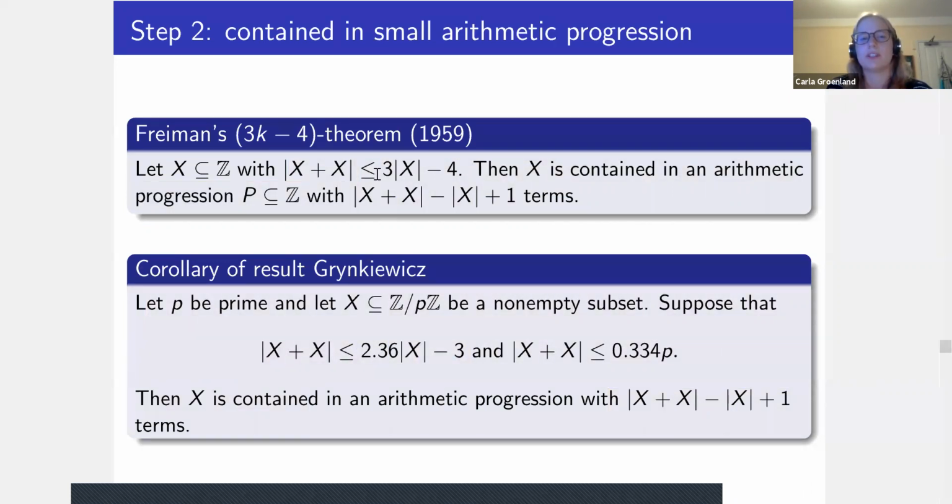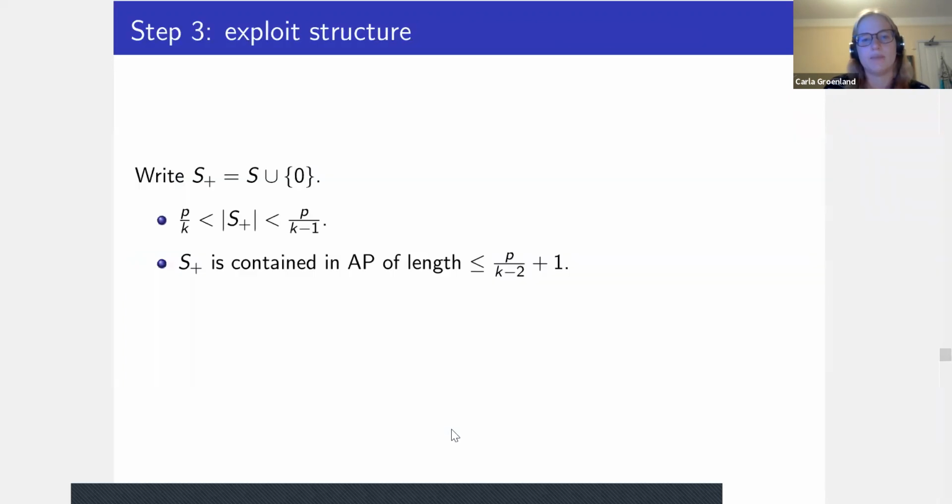Like this 2 is smaller than this 3. And we also need a second assumption. So it's actually necessary to put some kind of assumption here about it not taking up too much of the set modulo p as well. Yeah, so this is the result that we end up applying. And then finally, what we get is that this set S is contained in some kind of small arithmetic progression. And we can also prove these bounds on S, so S is actually quite dense in this arithmetic progression as well.